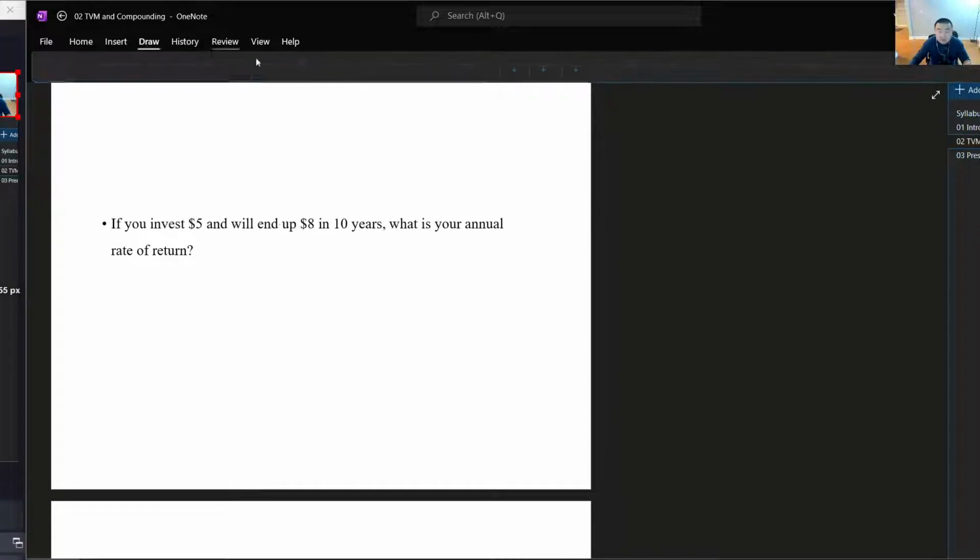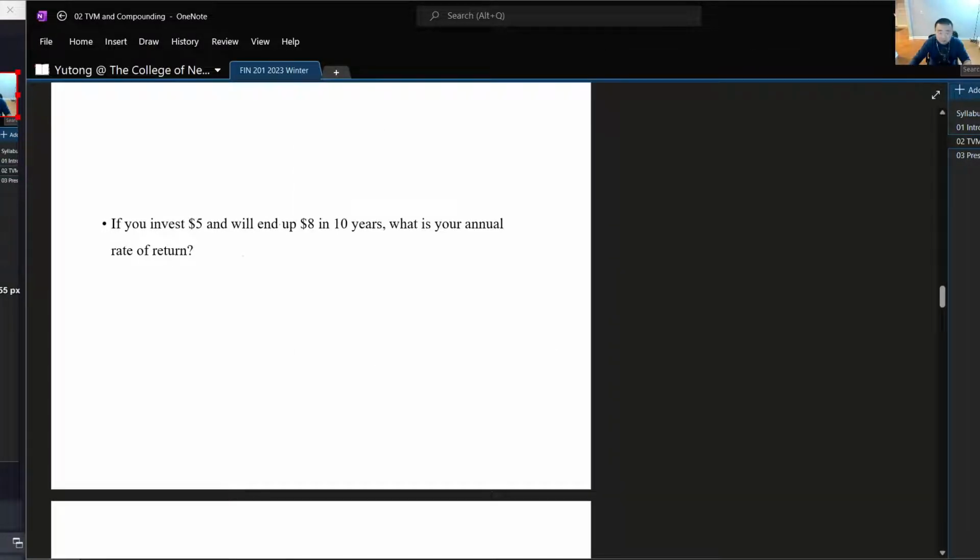So here I need to grow. If I decide to invest $5 and I'm going to receive $8 in 10 years, so T equals 10, what's the annual rate of return? So basically, what's my return?